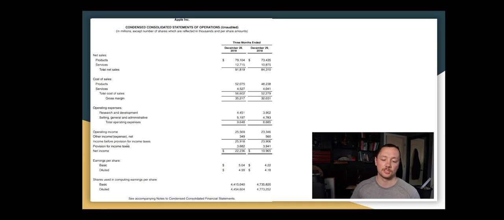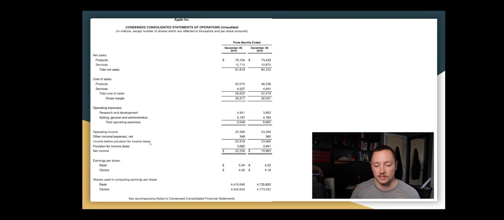Earnings before provisions for income taxes is what they refer to as EBITDA. You'll see it change some of these terminologies on different financial statements, but this is basically the summary. So when we look at this, we're saying, okay, they brought in $91.8 billion. It cost them $56 billion. They were left with $35 billion. They spent $9 billion on their operating expenses. Their earnings before interest, taxes, depreciation, and amortization were $25 billion.